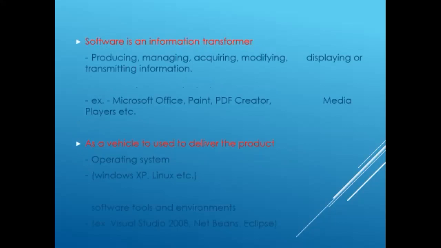Second, software is an information transformer. That means producing, managing, acquiring, modifying, displaying, or transmitting the information. For example, Microsoft Office, Paint, PDF Creator, Media Players, etc. These are the examples.